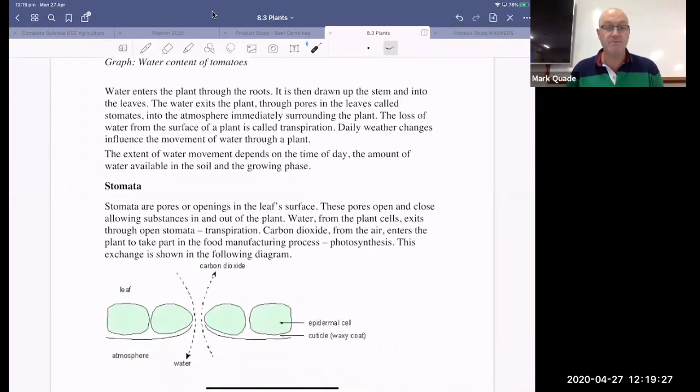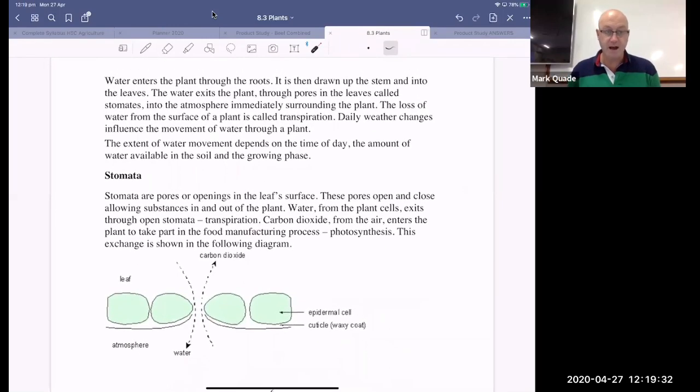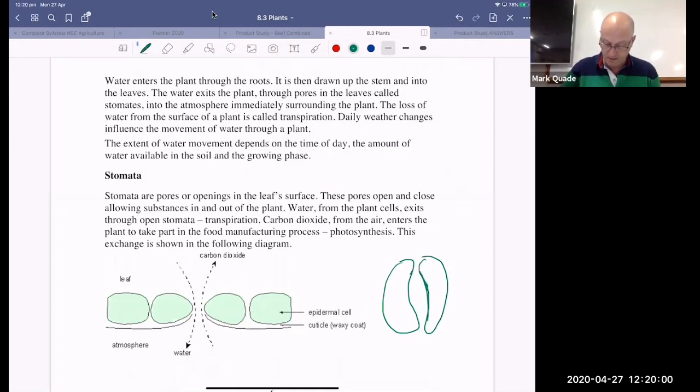So the stomate and the stomata. Now, this is all about water movement. Now, what we've got is we've got these little, I'm going to do a really rough diagram for us. We've got these jelly bean shaped cells that look a little bit like this. Okay. Now, the inner wall of these jelly bean shaped cells is thicker than the outer wall.